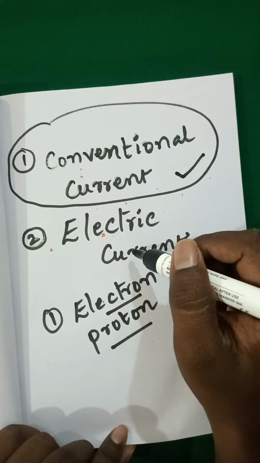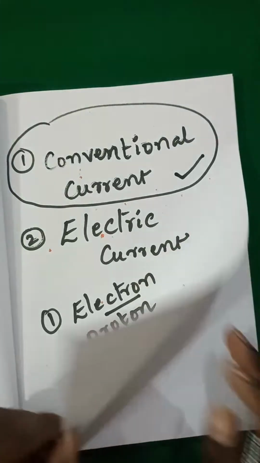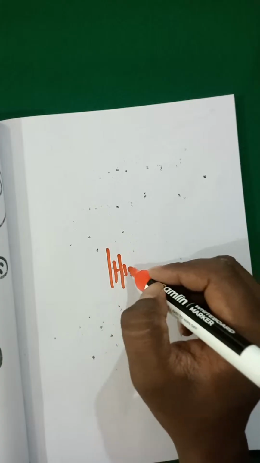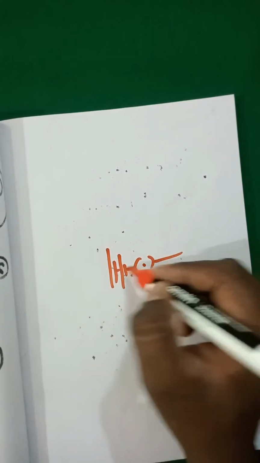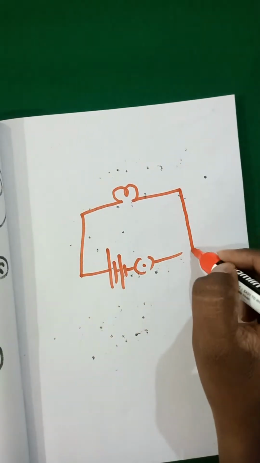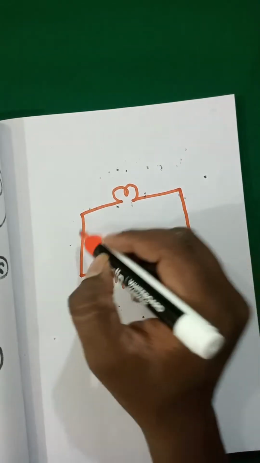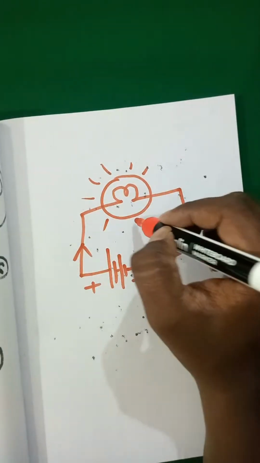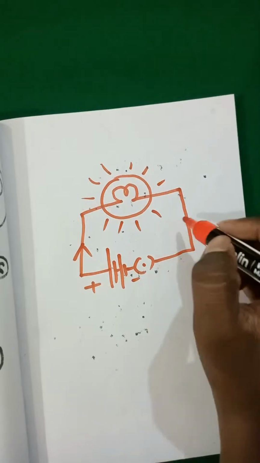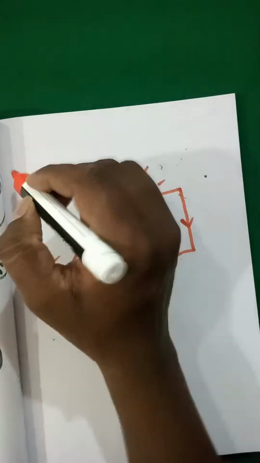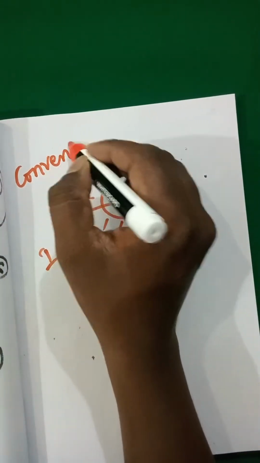Then automatically we can understand the electric current. So now I will talk about conventional current. I'm taking a battery, a switch, and a bulb. Close the switch. I'm considering the positive terminal and the negative terminal. Current is flowing, so we will take the direction in this direction. So this is conventional current.